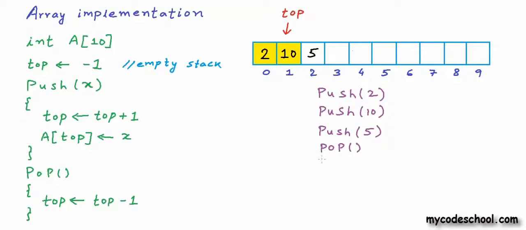So let's say after this pop operation, I want to perform a push. I want to insert number 7 onto the stack.